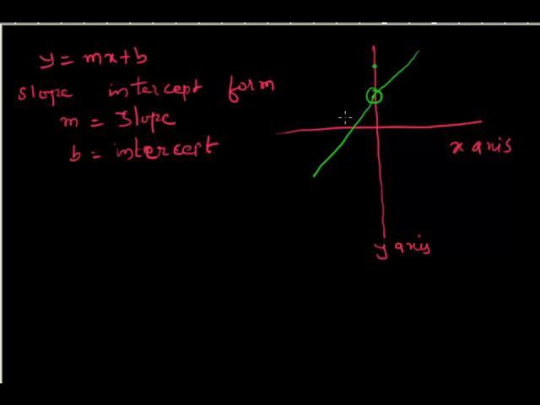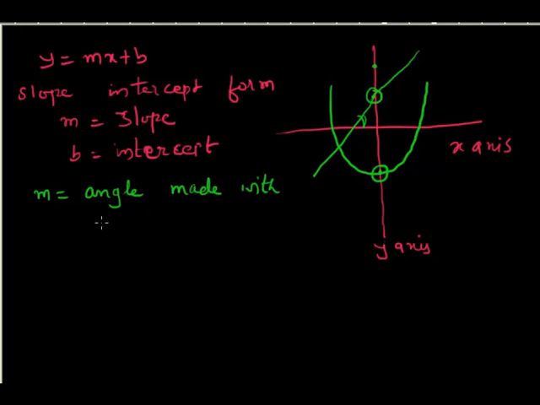If I have any curve, say a quadratic equation, a curve like this, this becomes the intercept. So this is a point. If I talk about a straight line, the intercept is a point on the y-axis where the line cuts it. And the slope is the angle made with the x-axis. So m is the slope, which is the angle made with the x-axis, and b is the intercept.